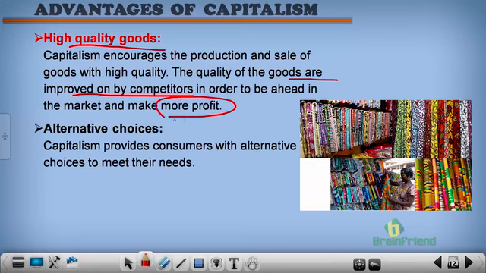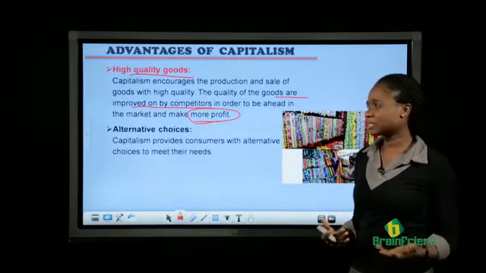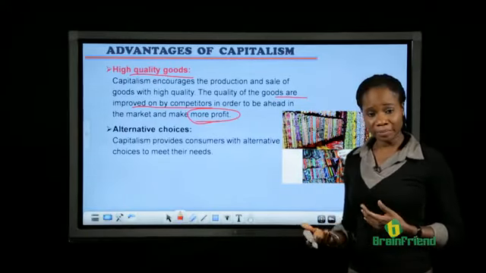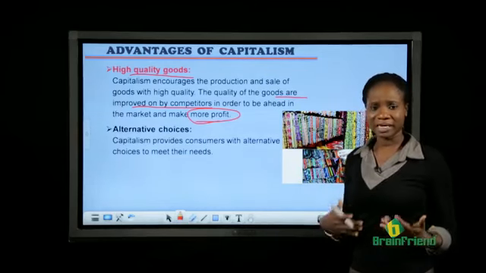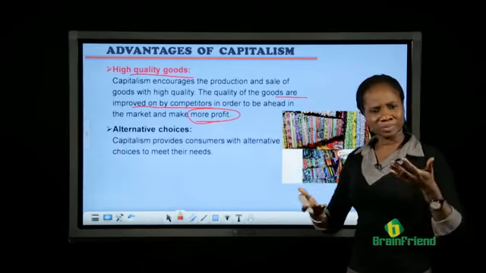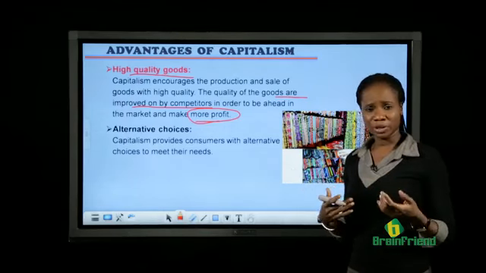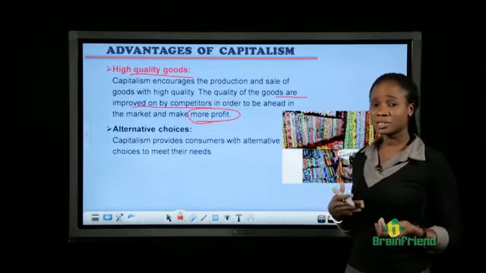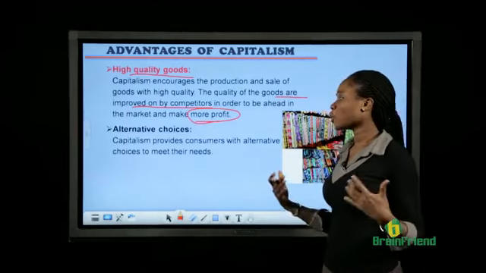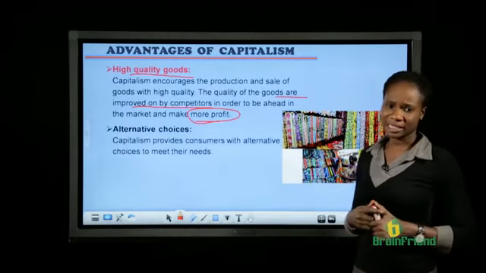You can see that profit is always coming in because that's one key element that capitalism has. Another advantage is alternative choices. As a result of these high-quality goods and this competition that is open in the market, these producers or owners of business will always bring up different products to still be, like we said, in the market, and also to be ahead of others. They try to get new products. They try to make their products better. And as a result, the consumers have alternative choices to meet their needs.